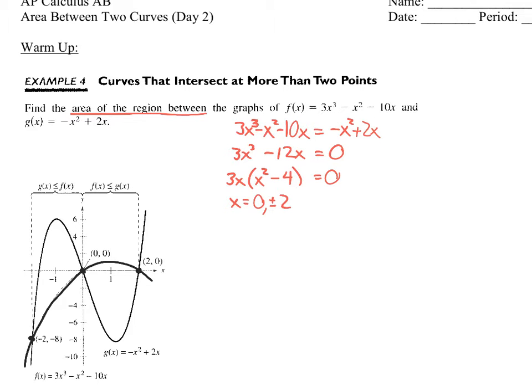So what that tells me here is that if these are intersecting 3 times, that between 2 of those points, one of the functions is going to be on top. Between the other 2, or the middle one and the other one, the other function is going to be on top. Okay? So in order to do this, I want to figure out which one is on top in each interval. Okay? So I'm going to be doing 2 different integrals. One from negative 2 up to 0. And then I'm also going to do an integral from 0 up to positive 2.